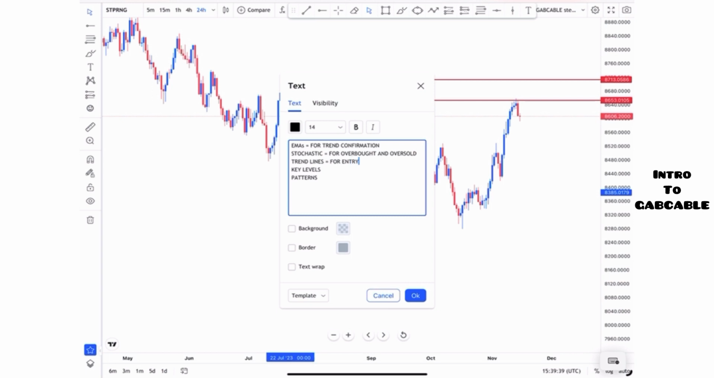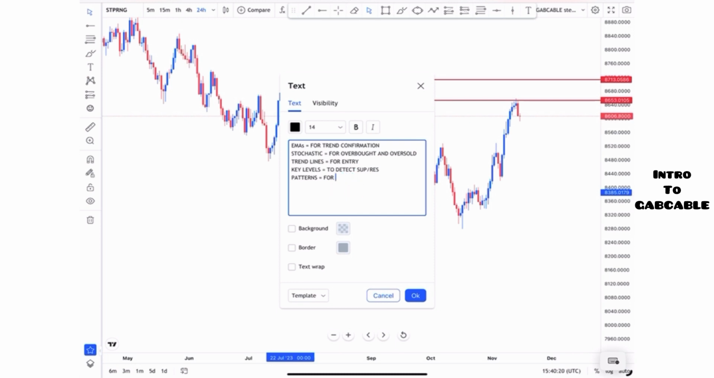for entry, key levels to detect support and resistance levels. Okay, support and resistance, patterns for confirmation.